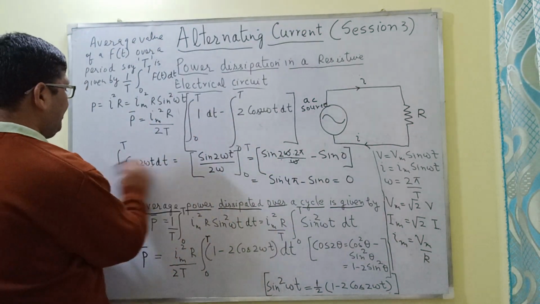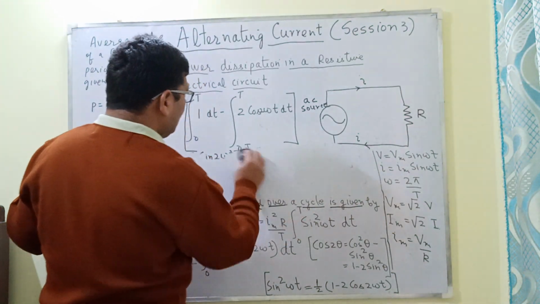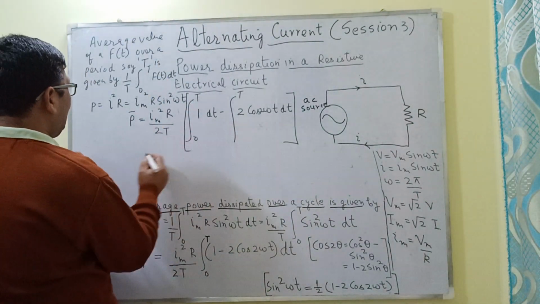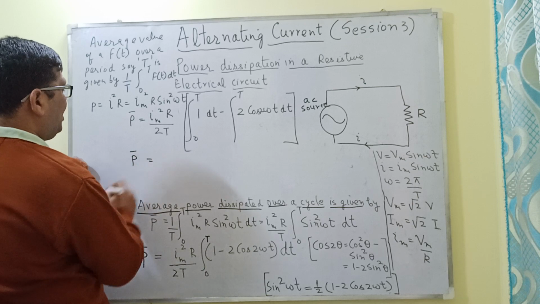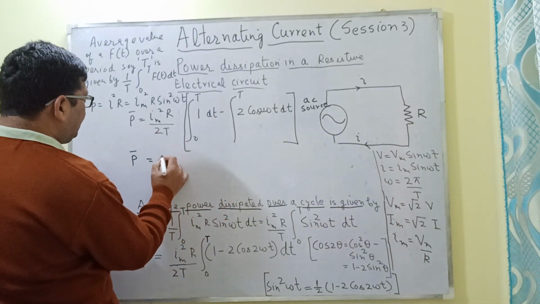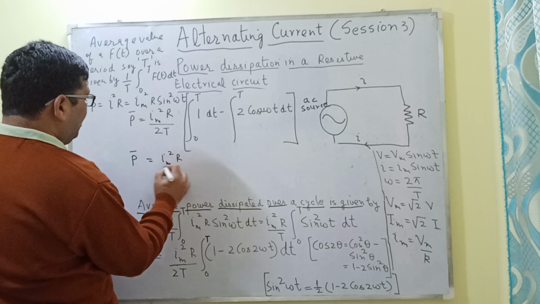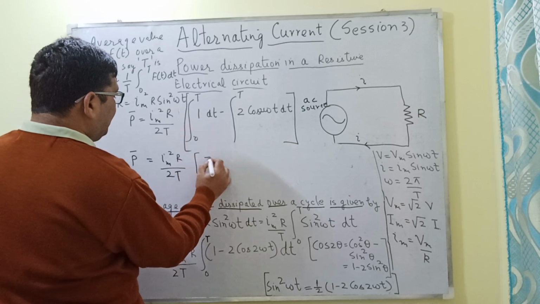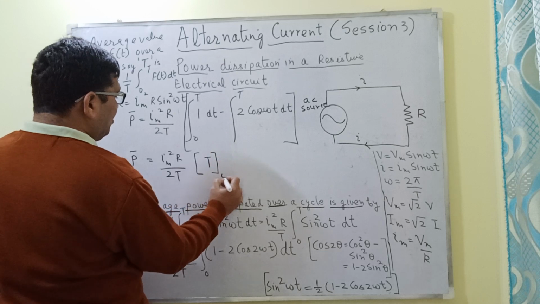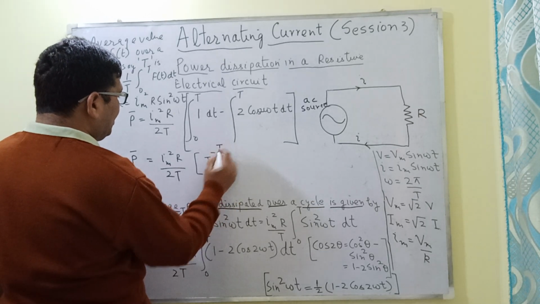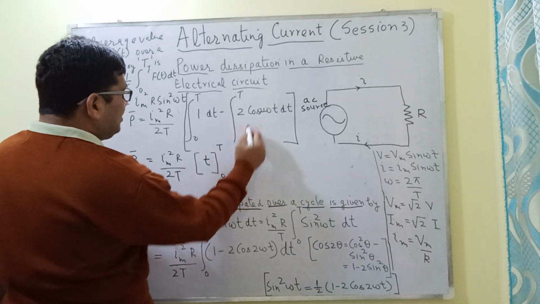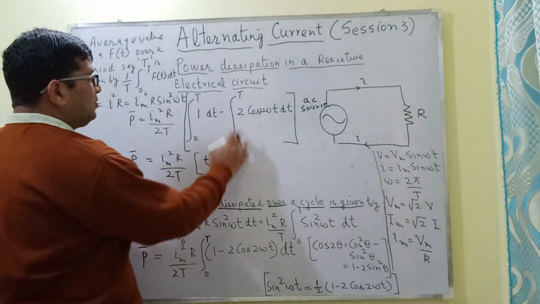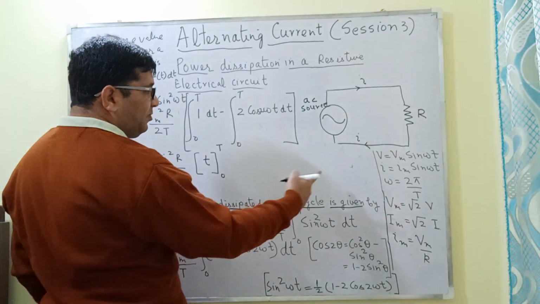So simply we will be left with this expression, and now we will be able to calculate the average power which is dissipated over one complete cycle. So this will be equal to I m square R divided by 2T, and the integration of the first term will be equal to T from 0 to T, and the value of the integration of cos 2 omega t from 0 to capital T, as we have just found, was equal to 0.